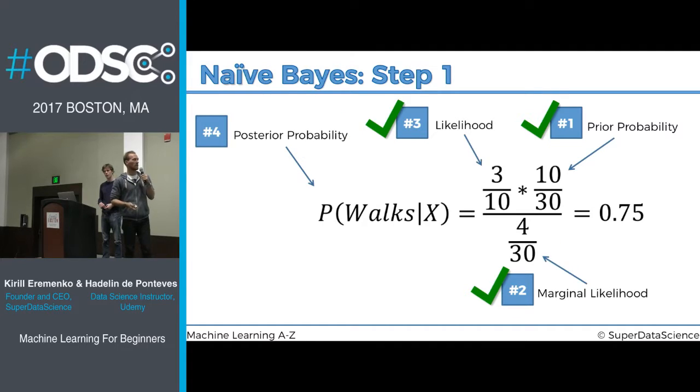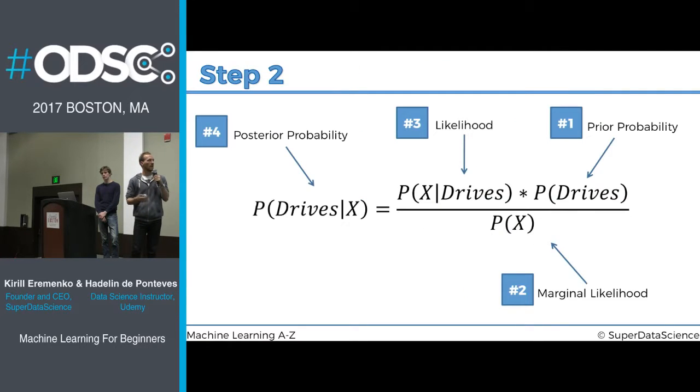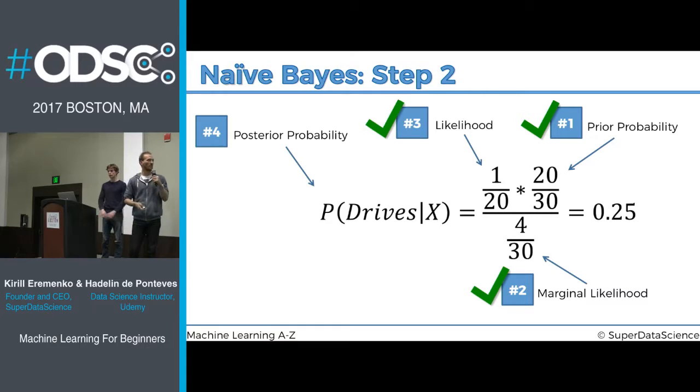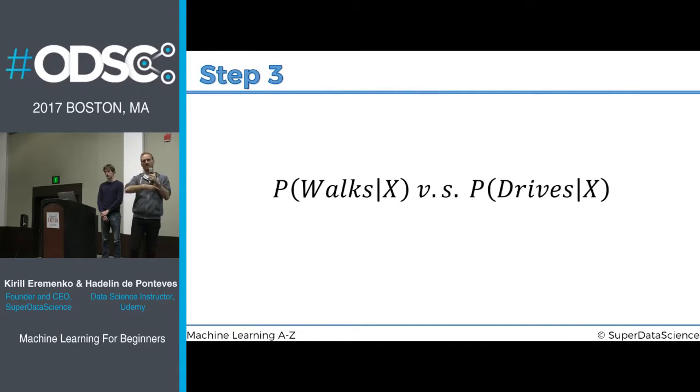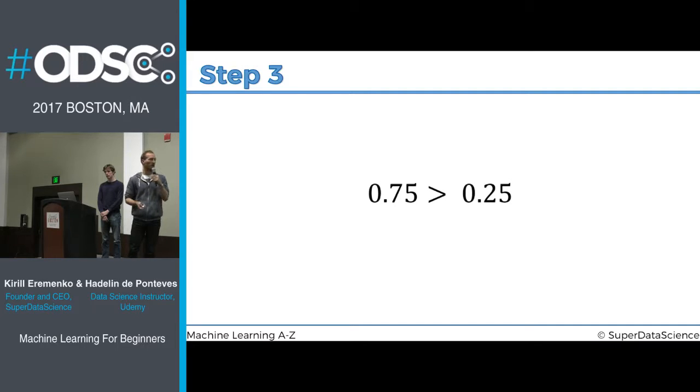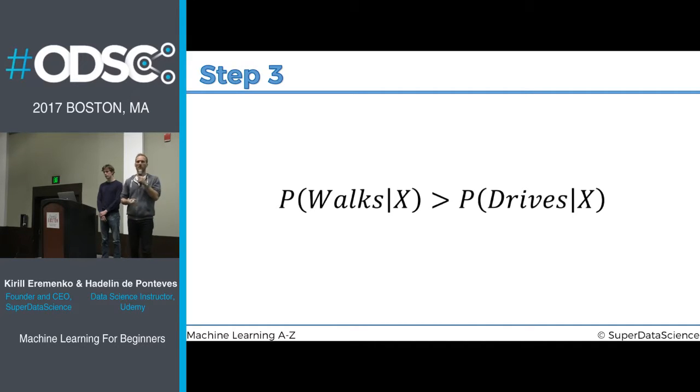Now it's easy to calculate the posterior probability, plug all those in. 0.75 is the probability that they walk, given the parameters we know about them. Step 1 done. Same calculations for the probability of them driving, knowing what we know about them: 0.25. You could have told that already, right? Because it has to add up to 1, since there are only 2 options. So 0.75 is greater than 0.25, and that means the probability of walking is greater than driving.